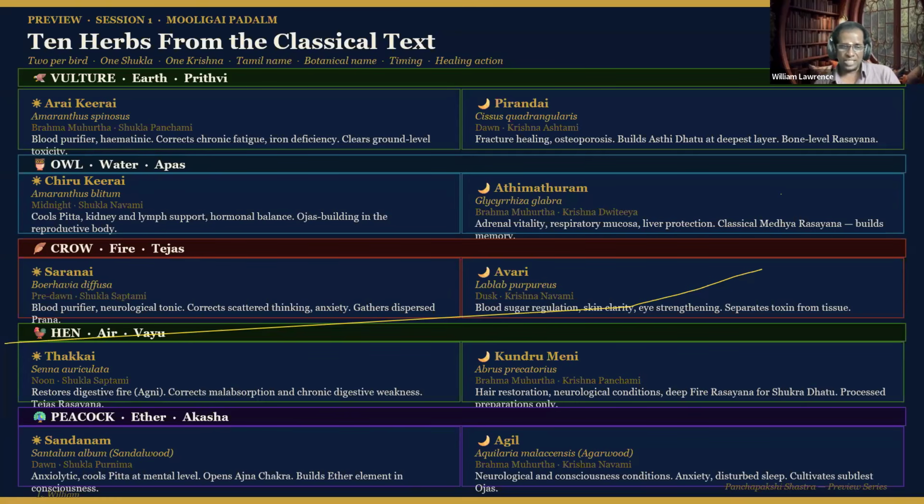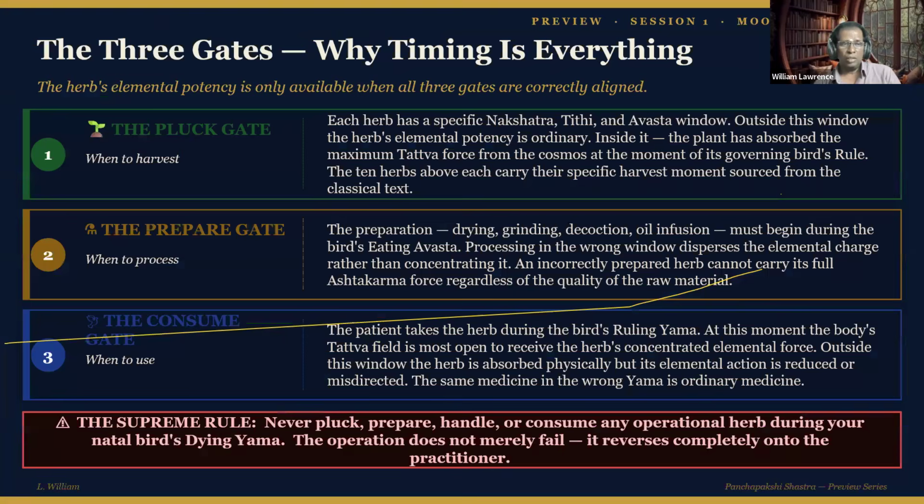Okay, it is all understandable for you all. These terms, I've given you both of them, the local one and what is given. So they give it as 3 gates: the pluck gate, the prepare gate, when to process and when to use. With these 3 purposes, imagine how sacred it must be.